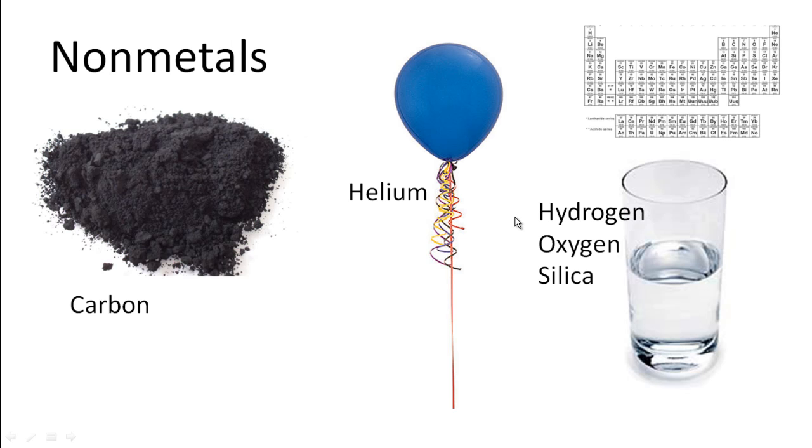The physical properties of most nonmetal elements are brittle, that means they break easy, are dull, not ductile, and are poor conductors of heat and electricity. The black carbon is brittle and dull. The helium in the balloon is a gas at room temperature, whereas metals are solid with the exception of mercury, which is a liquid.